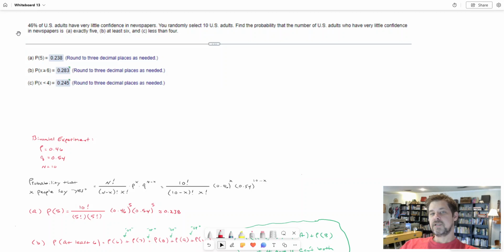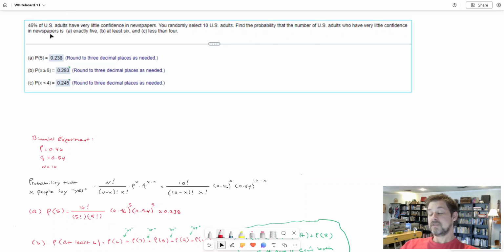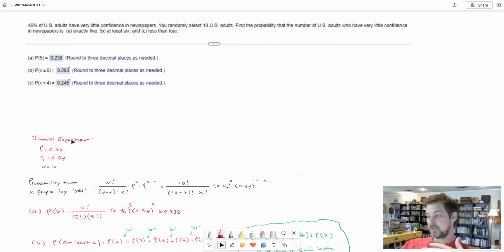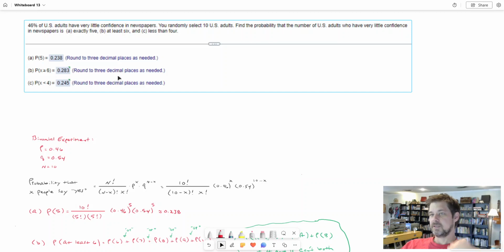So in this question, this is a binomial experiment. We're going to ask people if they have confidence in newspapers or not. The data we have is 46% have very little confidence in newspapers, and the other 54% don't feel that way. So you either have very little confidence in newspapers, or you don't. 46% to have very little confidence, 54% to feel otherwise.